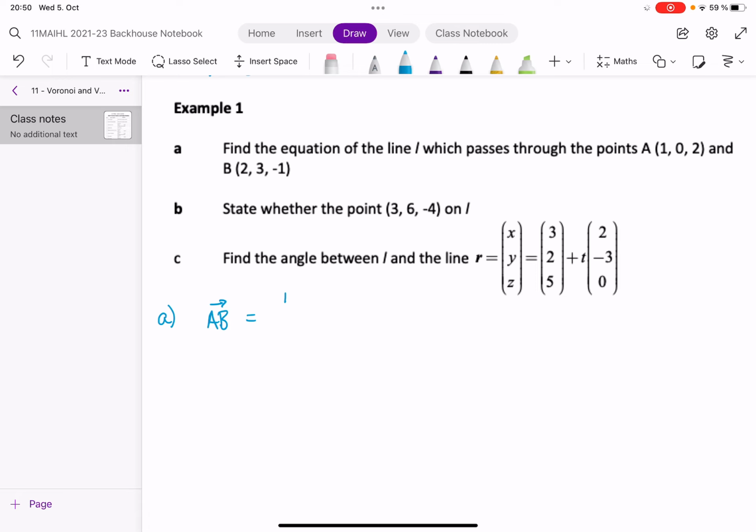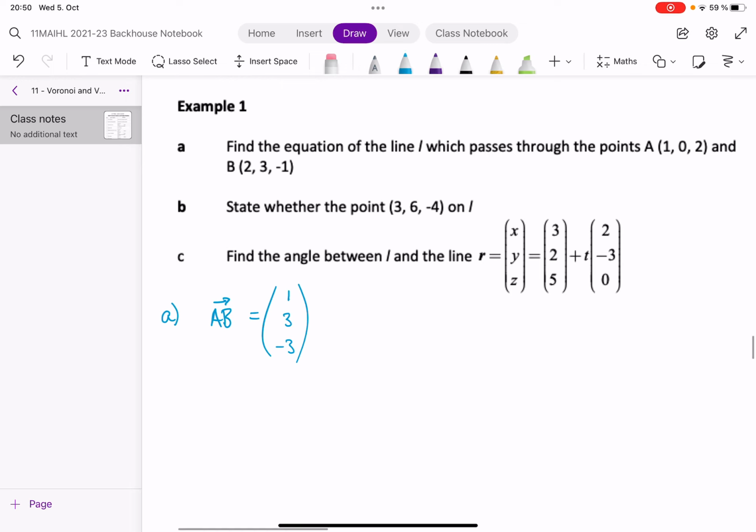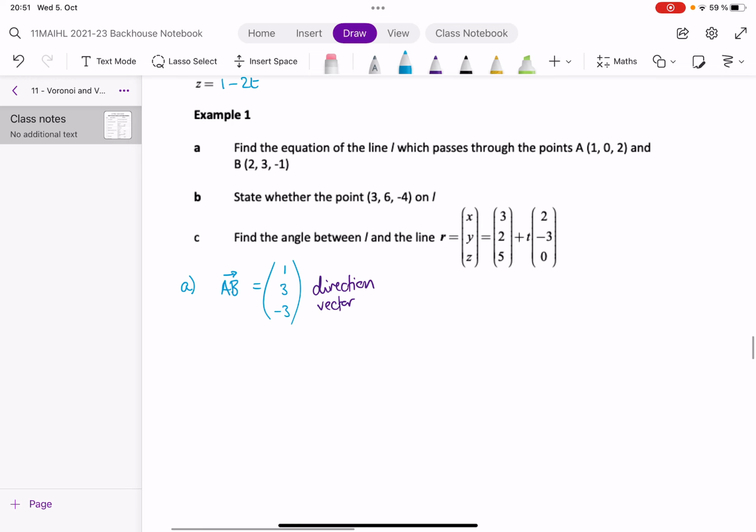So I'm going to go 1, 3, -3. We've looked at finding that vector already. So this is our direction vector. If you went B to A, of course, you're going to have the negative version of this. And that is fine. Your t-values will be the negative version of my t-values. The other thing we need is a position vector. And for that, you could use point A or point B, because both of them are on the line.